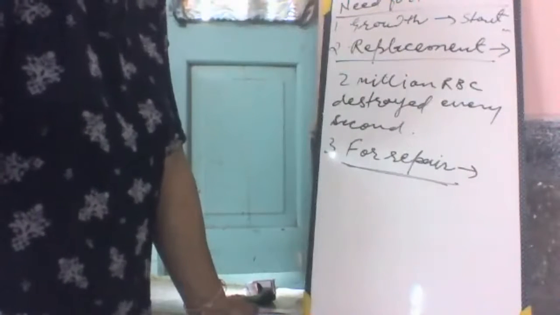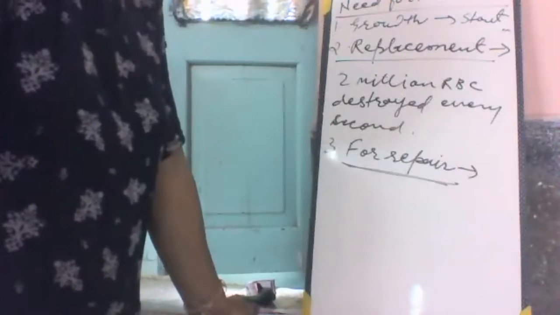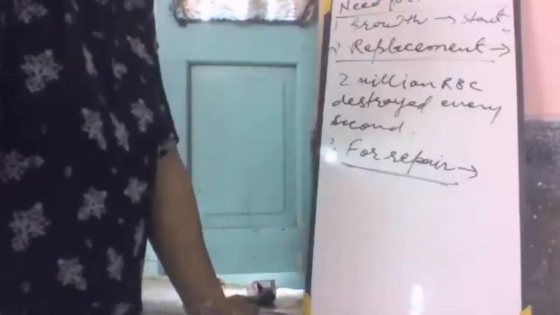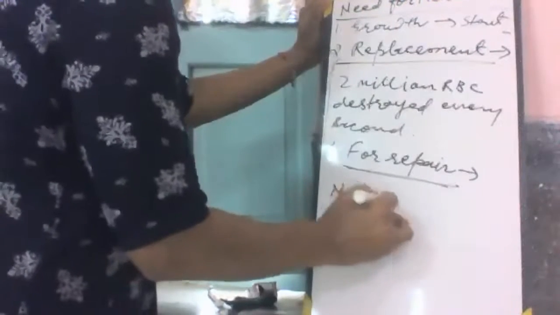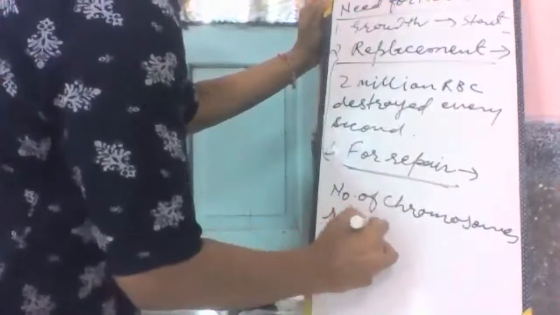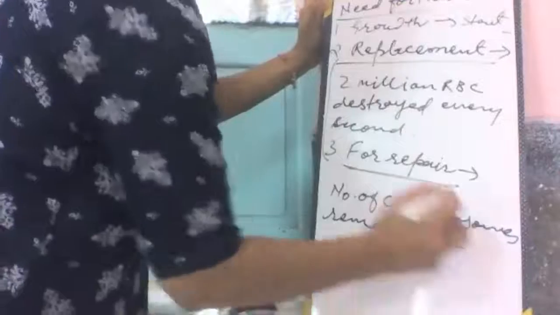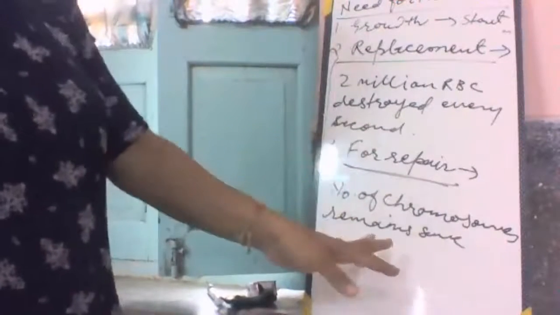These are the reasons for new cells. One more thing: in cell division for growth, replacement and repair, the number of chromosomes remains the same. At each division, the chromosomes duplicate and distribute equally. They form the same type of chromosomes and are equally distributed in the cells.